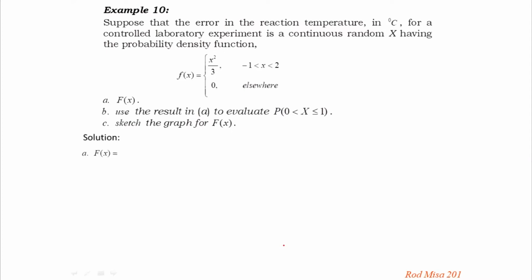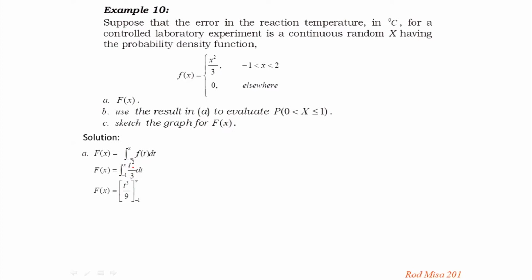So solving for the big F of x, we have the integral of the small f of t, our probability density function with respect to t, from -infinity to x. And we know that our probability density function is x squared over 3. So here we will use the dummy variable t here, since x is used as the upper limit. So this is t squared over 3. So integrating this one with respect to t, we have t cubed over 9, evaluated from -1 to x.